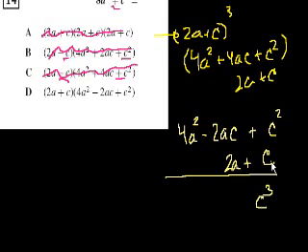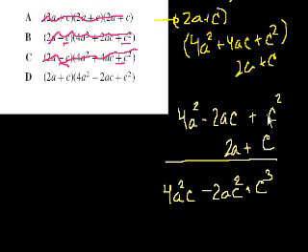c times minus 2ac is minus 2ac squared, right? c times 4a squared is 4a squared c. And then now we can do this one. 2a times c squared turns into ac squared, and I have a 2.